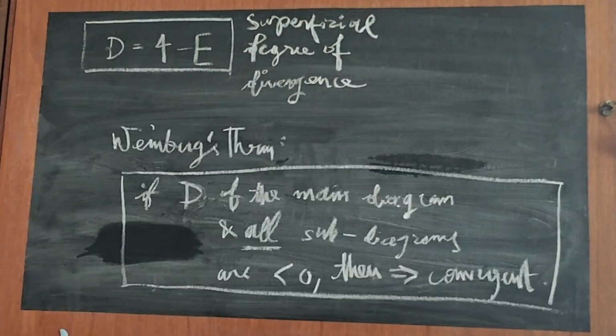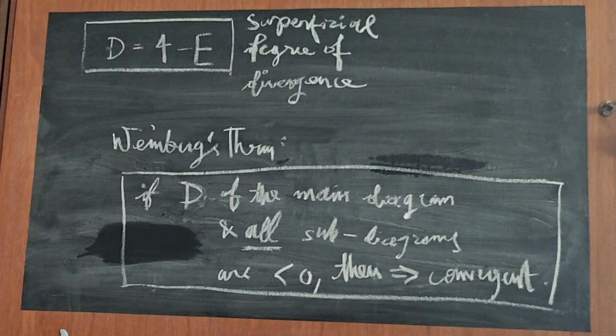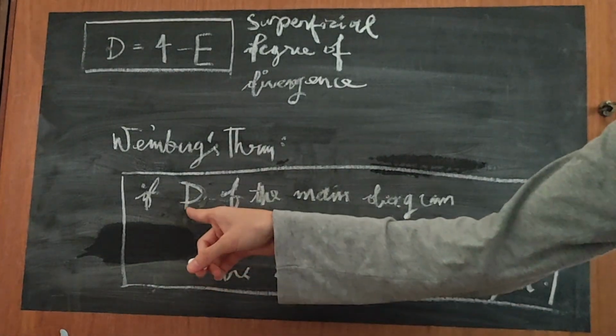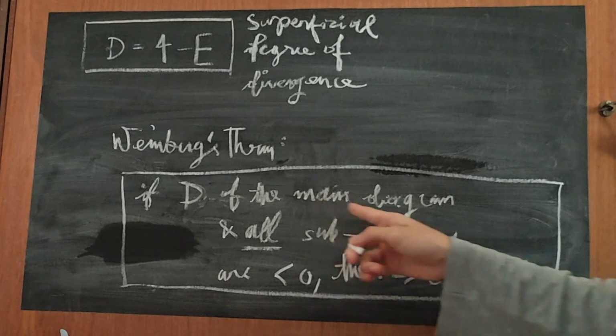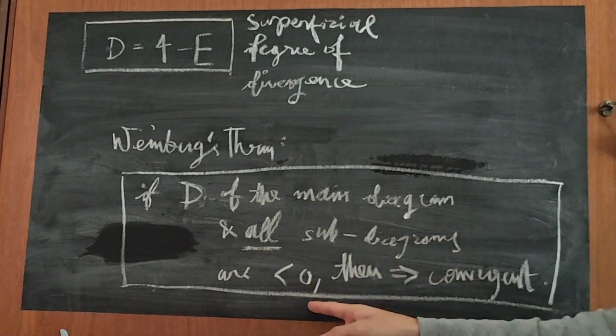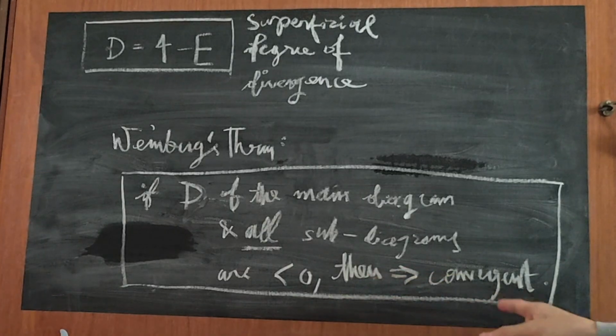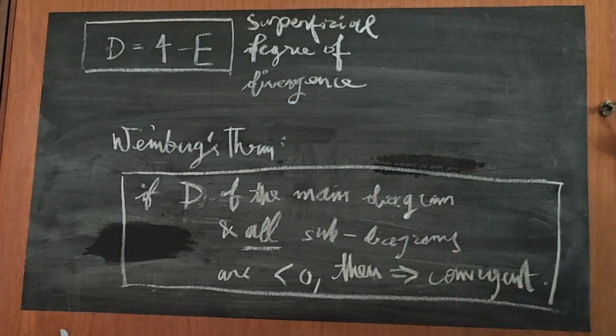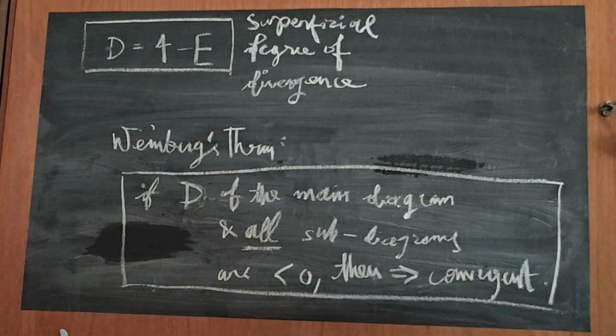So I'll write it down. And this is Weinberg's theorem written out in word form, which says if the superficial degree of divergence of the main Feynman diagram and all sub-Feynman diagrams are less than 0, then the integral will converge, or rather it's non-divergent. And we'll end on this theorem, and that shall be the introduction to our motivation for renormalization.